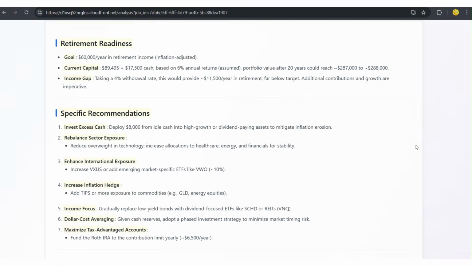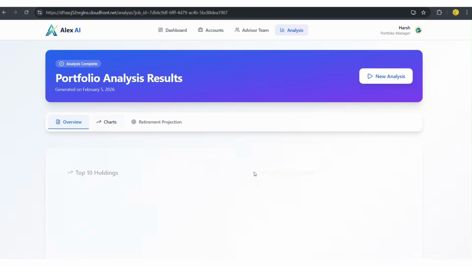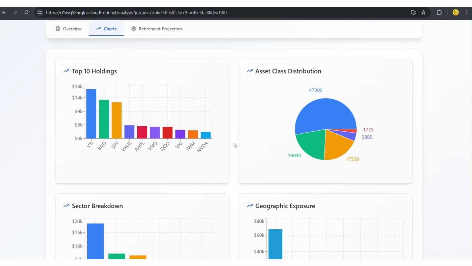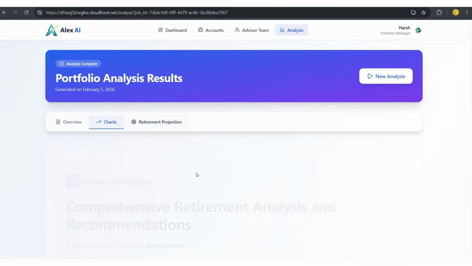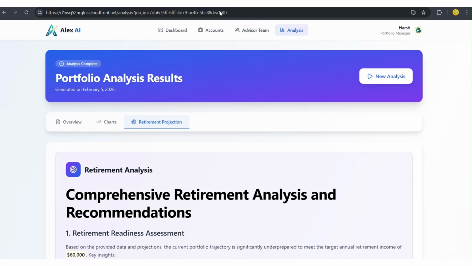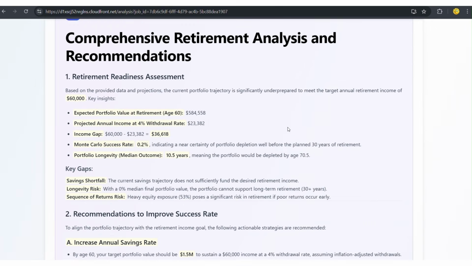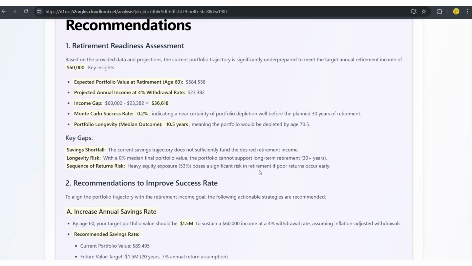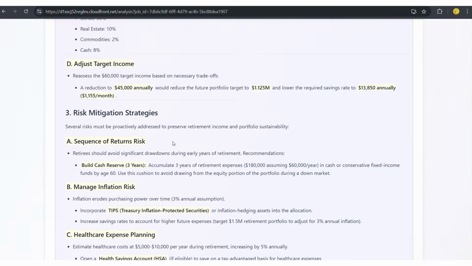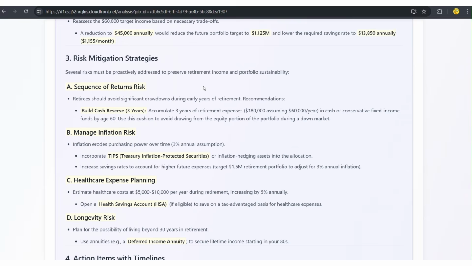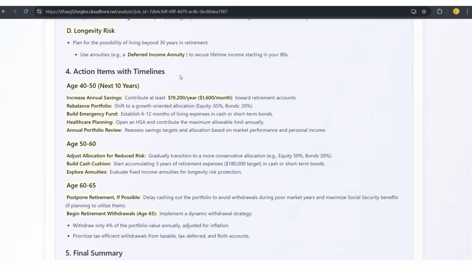Alright, let's take a look at the charts made by our AI agent. Here it includes multiple visuals including pie charts and bar charts according to our portfolio analysis. Let's move towards the retirement projection. It contains the retirement readiness assessment based on our portfolio and recommendations to improve the success rate based on the Monte Carlo simulation performed by our AI agent. It also includes the risk mitigation strategies and actions to be taken with timelines.